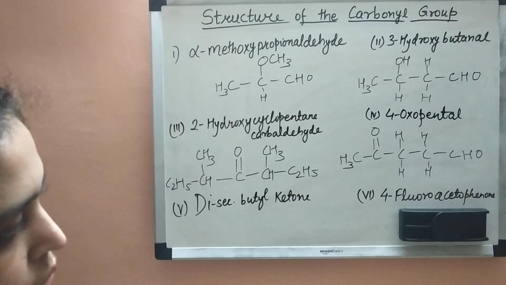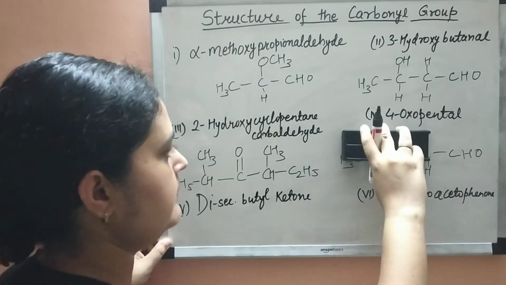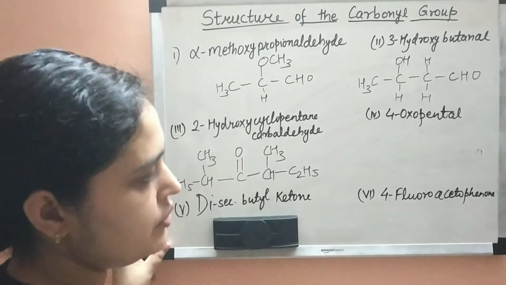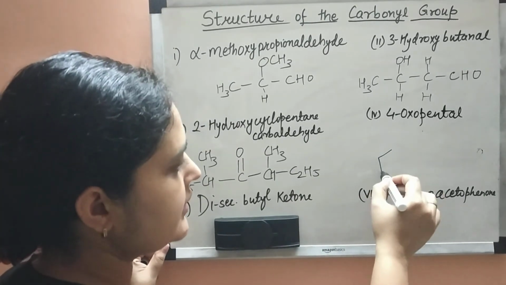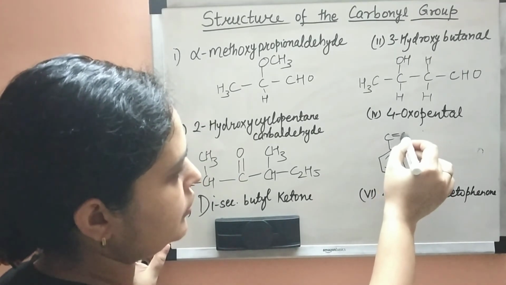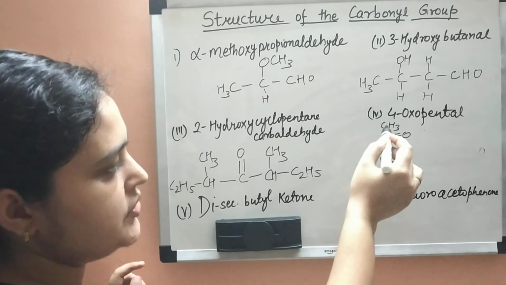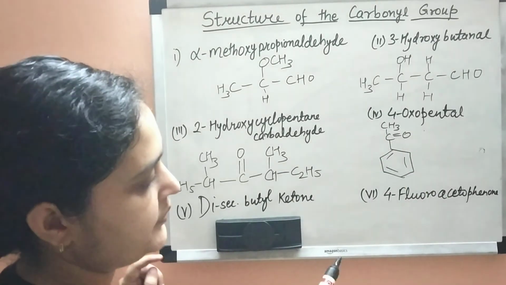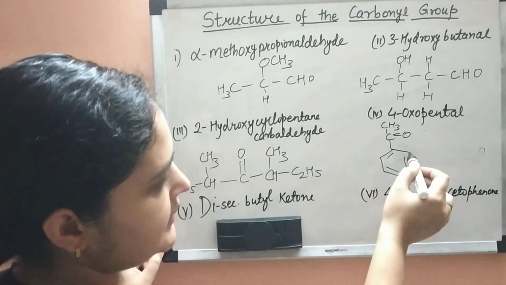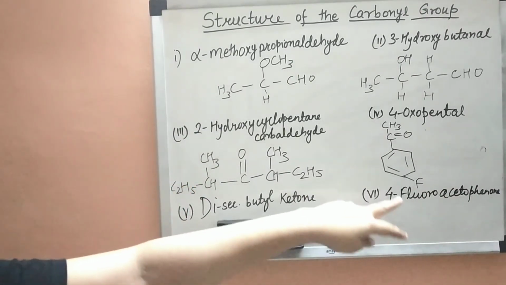Next is 4-fluoroacetophenone. So acetophenone, we know that when benzene ring is attached to C double bond O, CH3. So this is acetophenone when CH3CO is attached to benzene ring. Now at the 4 position we have to attach the fluoro group, that is fluorine. So this is the first carbon, second carbon, third carbon and fourth carbon. So here fluorine group is attached. So this is 4-fluoroacetophenone.